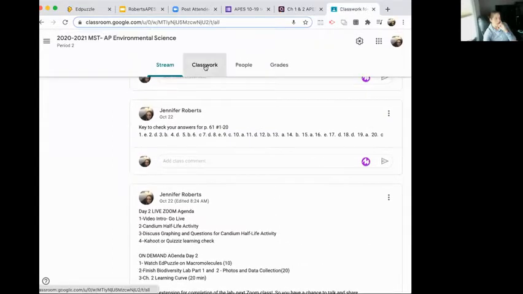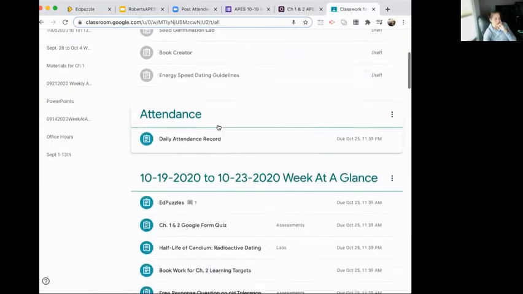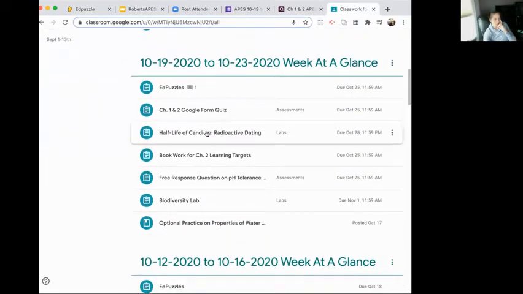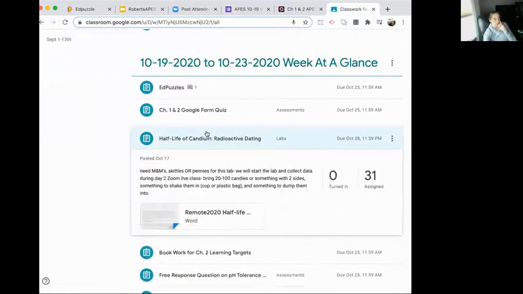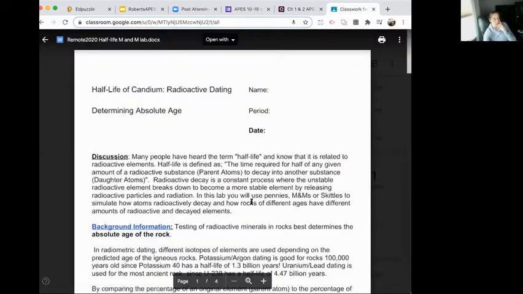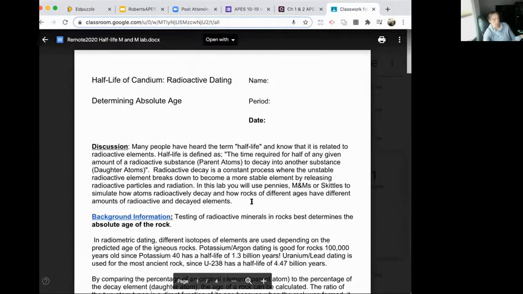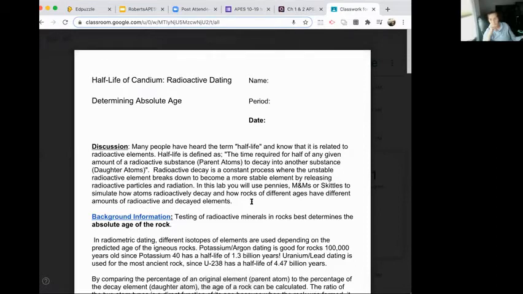So we're going to go to classwork, go down to this week, click where it says half-life of candium, radioactive dating, and open up. That should prompt you to make a copy for yourself. So each of you need your own copy, even though you're going to be sharing data and working in these really big groups.